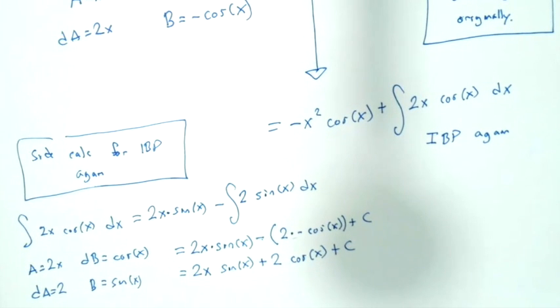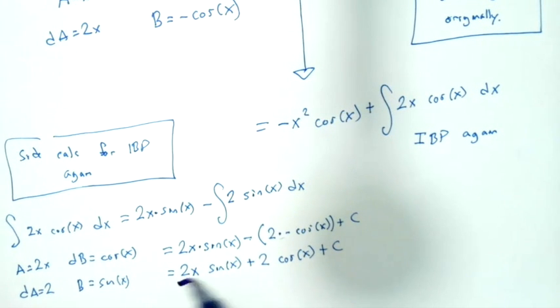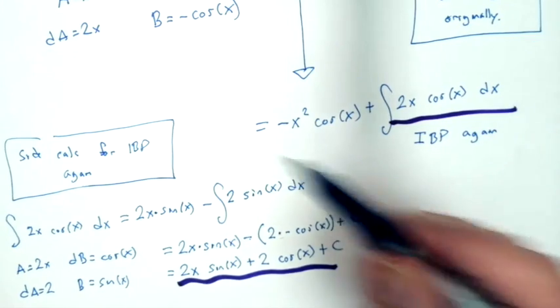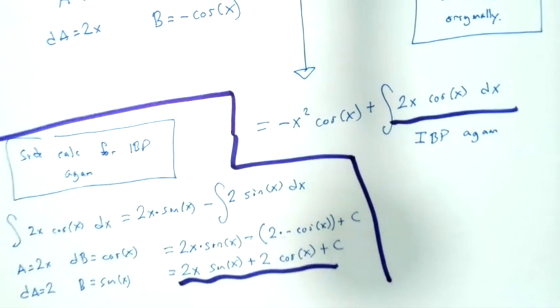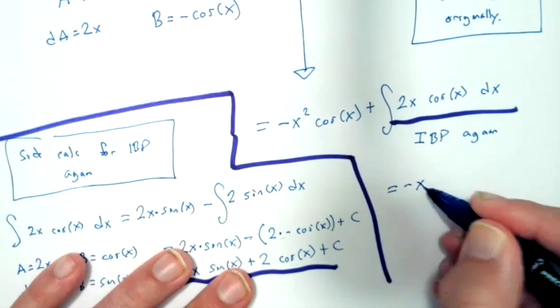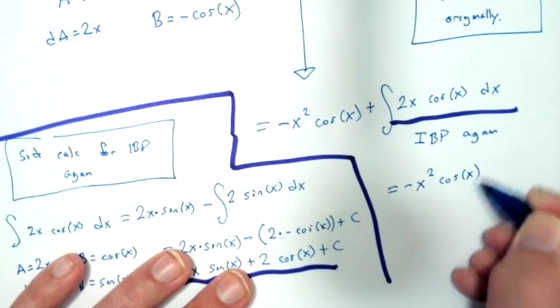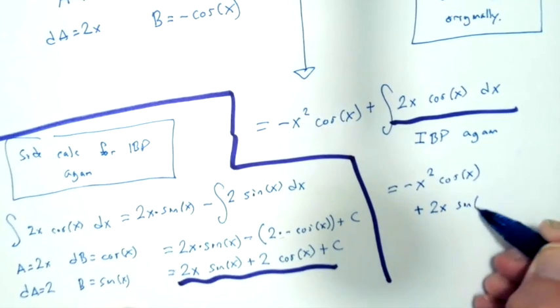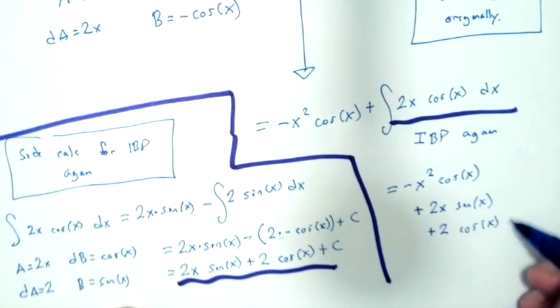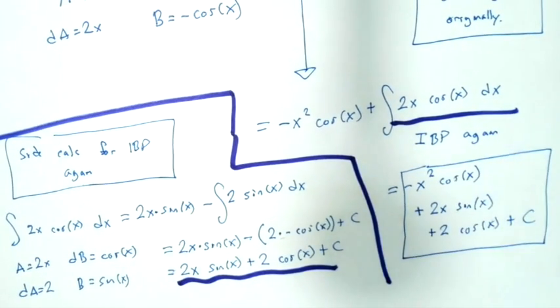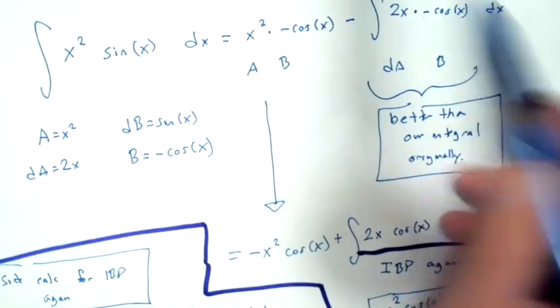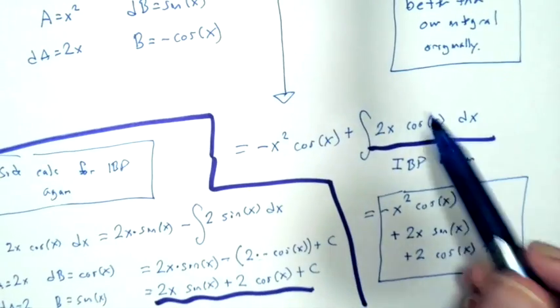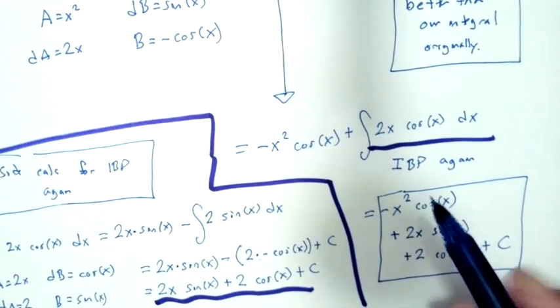The entire thing was a side calculation of trying to get this to a place where I could plug it back in here. So taking this entire expression, which required its own side calculation, I end up with negative x squared cosine of x plus 2x sine of x plus 2 cosine of x plus c. So the moral of this story is sometimes you have to do integration by parts more than once. It may be that you're doing an integration by parts and then this pops up, and after you simplify it, like, wait a minute, this integral still requires integration by parts.